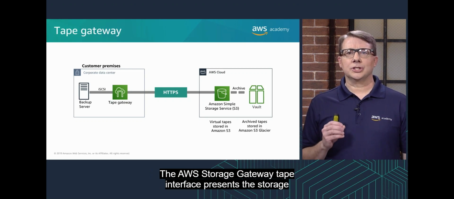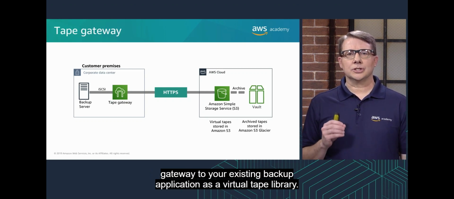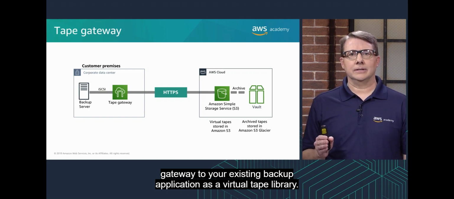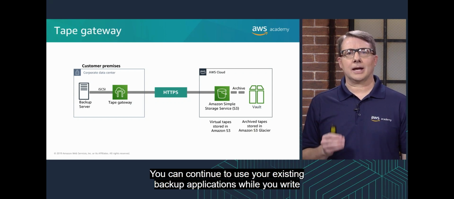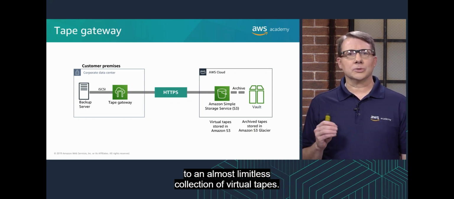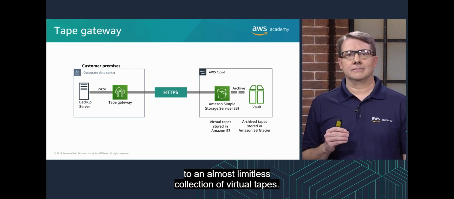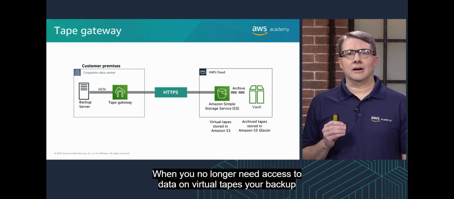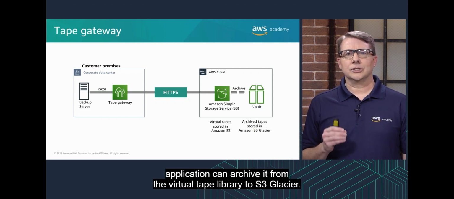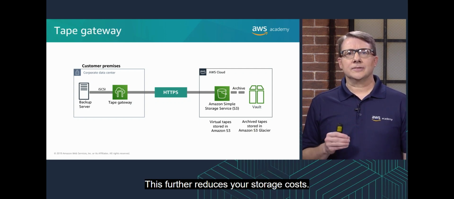The AWS Storage Gateway Tape interface presents the storage gateway to your existing backup application as a virtual tape library. The tape library consists of a virtual media changer and virtual tape drives. You can continue to use your existing backup applications while you write to an almost limitless collection of virtual tapes. Each virtual tape is stored in S3. When you no longer need access to data on virtual tapes, your backup application can archive it from the virtual tape library to S3 Glacier. This further reduces your storage costs.